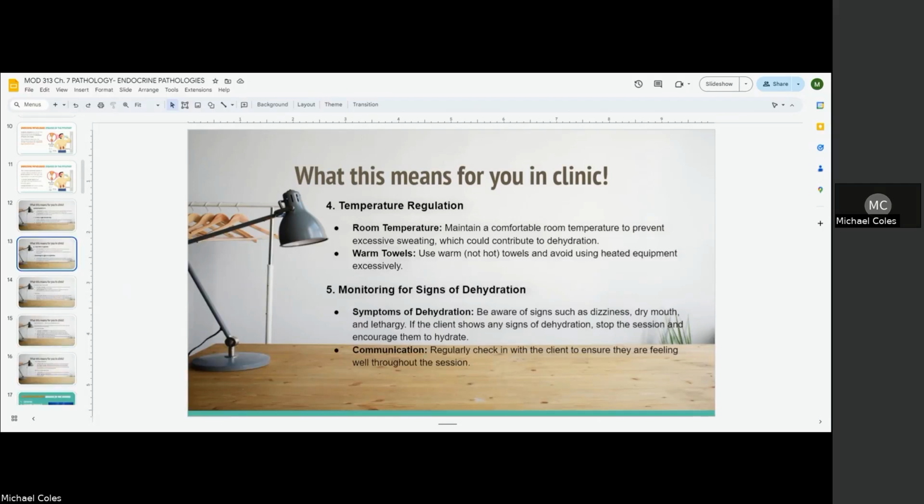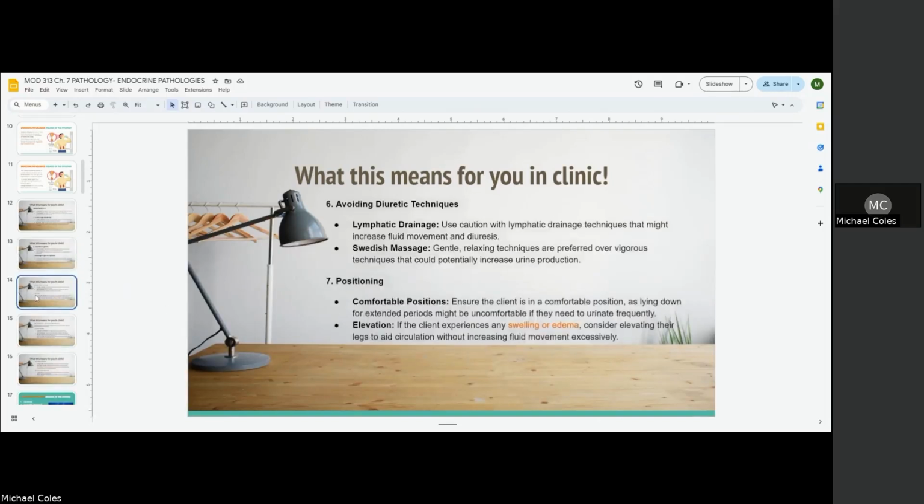But also looking out for if they're dizzy, dry mouth, if they're lethargic, they might have gone out for some cocktail before they came here, or it's a hot summer day, it's 100 degrees. Looking out for these signs of this person going to pass out, right? So you don't want a person to pass out and fall off your table. So avoiding techniques that are going to cause more stimulation of urine production. Right. You don't want to increase too much fluid movement.